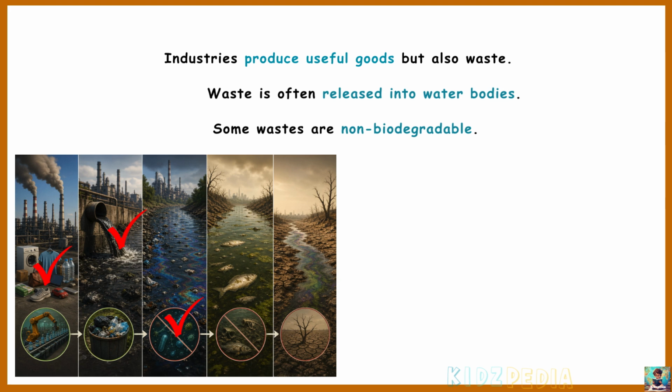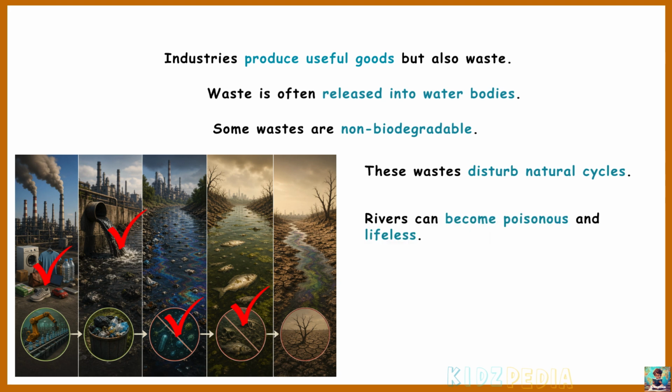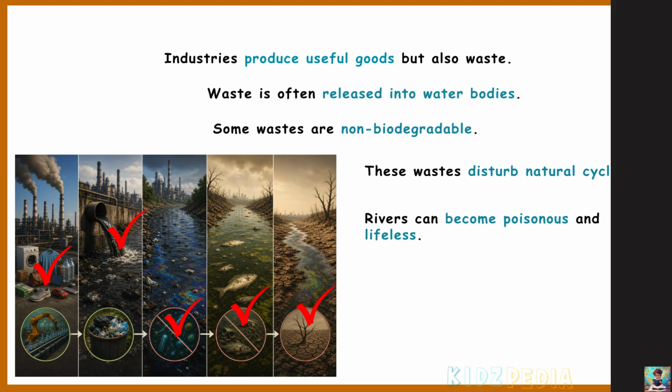And this is a huge problem because in nature, waste should decompose and become useful again. But industrial waste does not decay easily and it cannot be used by other living organisms. So, this disturbs nature's restoration, that is healing, and regeneration, that is renewal. So, rivers become polluted and poisonous, unable to support plants and animals. So, remember, human activities can break nature's natural cycles if not managed properly.